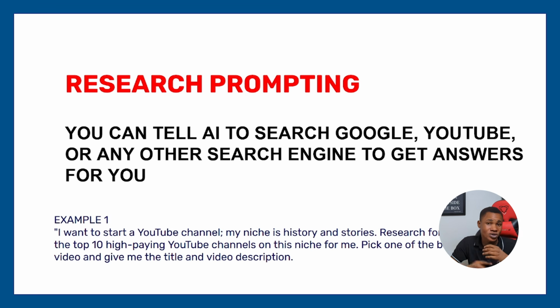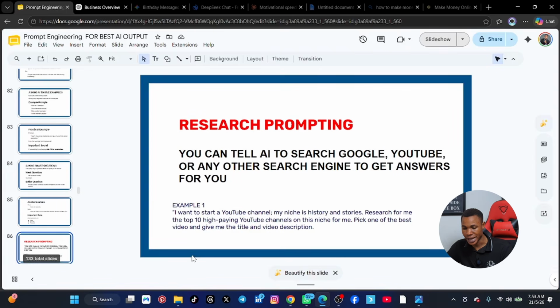Now, for example, if you want to start a YouTube channel, for those of you who will start a YouTube channel, I'm already making videos for you on that. We are going to go to that. Is that okay? Now, imagine if you are making videos on that, you can say, let's do this example. I want to start a YouTube channel. My niche is history and stories. Research for me the top 10 high-paying YouTube channels in the niche. Pick one of the best videos and give me the title and description. This is the prompt for the AI. Is that okay?